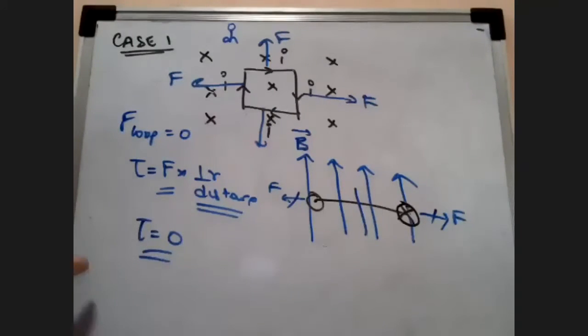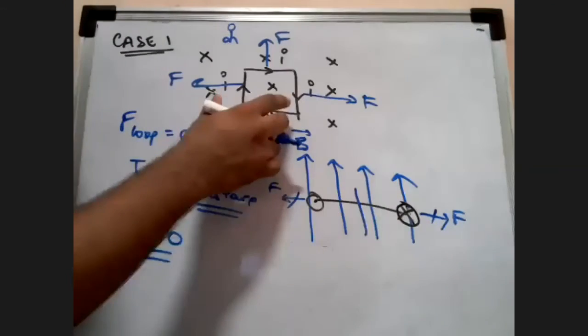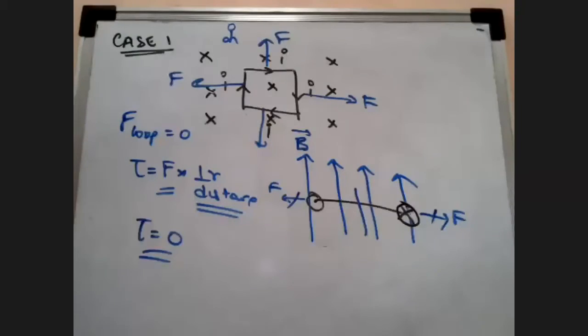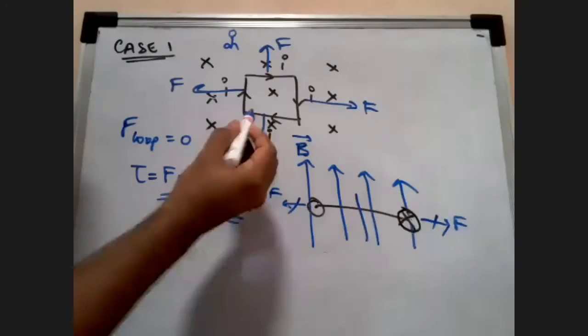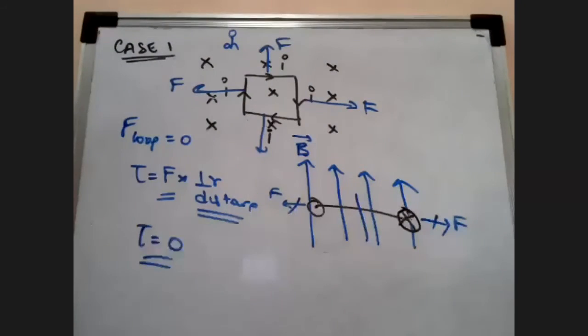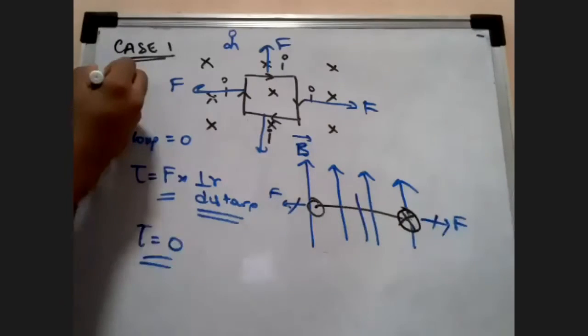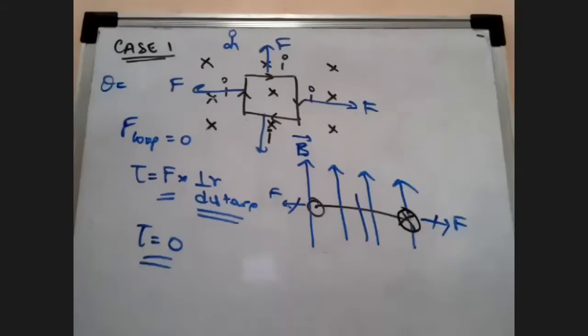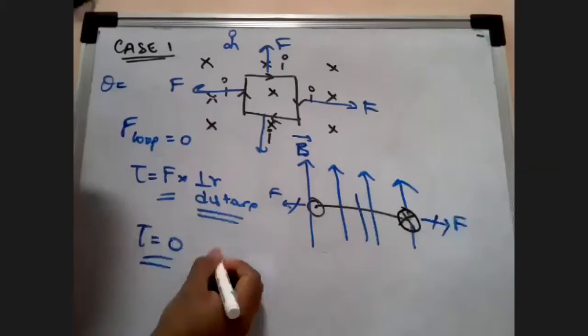What is case one? Look here, everyone. The loop over here is at what angle with the magnetic field, students? Theta is equal to what? Theta between the loop and the magnetic field. What is it? 90 degrees. It's 90 degrees. Yes or no?